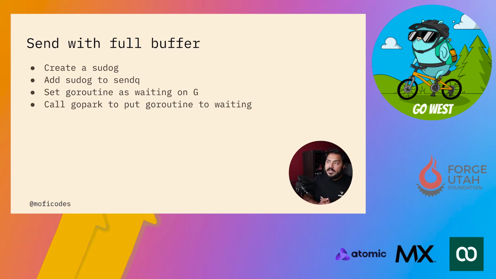What happens when you're trying to send something into a full buffer? It is full, it can no longer write anything. So what we do is create a new sudog and add it to the send queue on the channel. So my channel now knows I need to send more things into the queue. I set the goroutine as waiting on the G, so our goroutine gets put on waiting, and we call gopark. Our goroutine is now waiting until there is a receiver available. Then the receiver will take the data directly from the send queue, and our goroutine will be put on running again whenever there's space available.